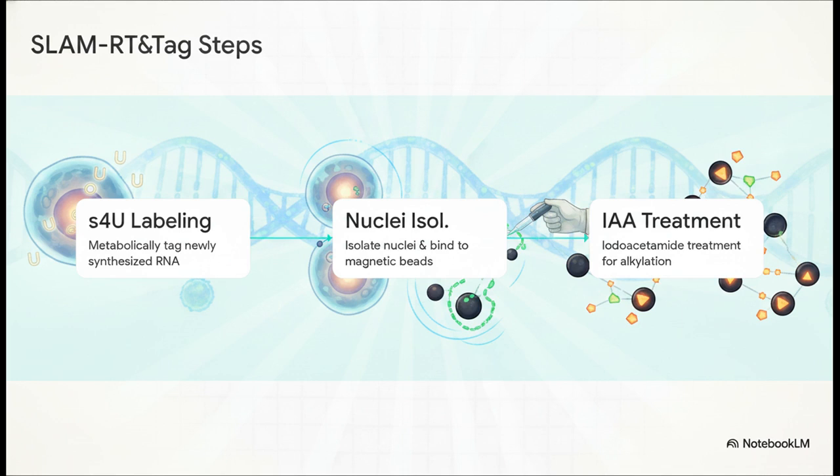Third, the alkylation step demands incredibly strict chemical control. You've got to use iodoacetamide or IAA at optimized concentrations to wipe out any off-target background noise. Fourth, your permeabilization buffers have to be strictly adjusted to maintain nuclear integrity. And finally, reaction timing is tightly constricted to grab perfectly accurate kinetic snapshots. It's this highly controlled pipeline that lets us trace local transcript dynamics with just unprecedented spatial precision.